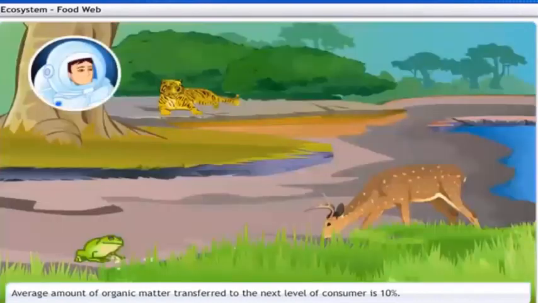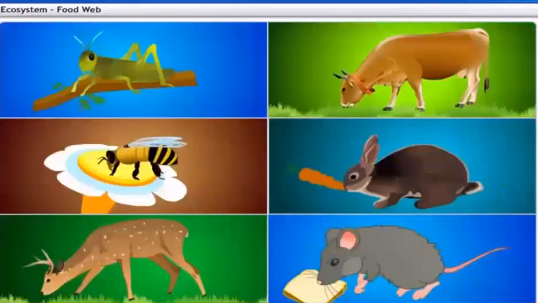With only 10% of energy reaching the next level, isn't it difficult to manage the ecosystem? Well, it certainly limits the number of trophic levels in a food chain. There are generally a greater number of individuals at the lower trophic levels of an ecosystem. The length and the complexity of food chains vary greatly.